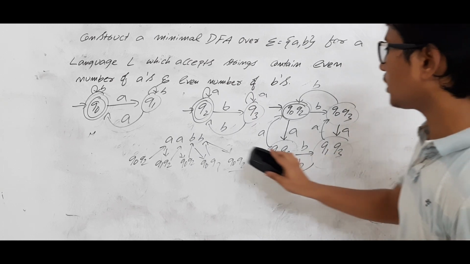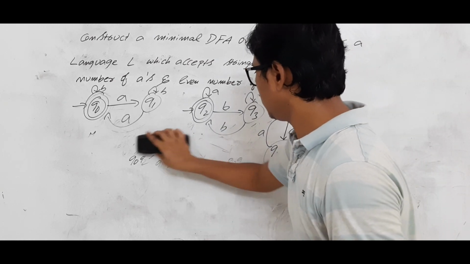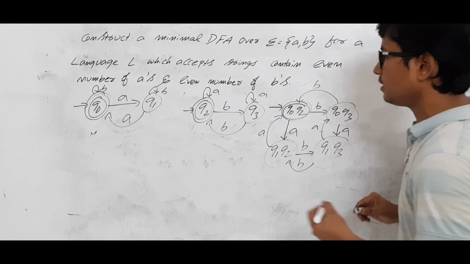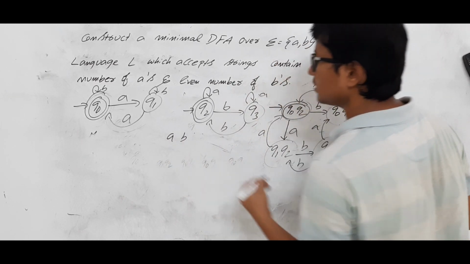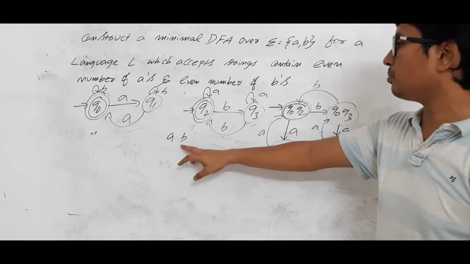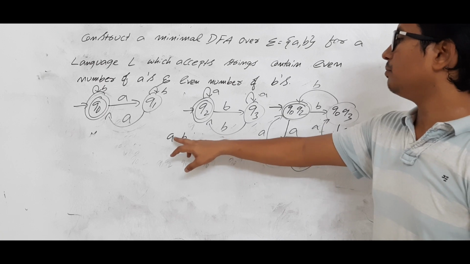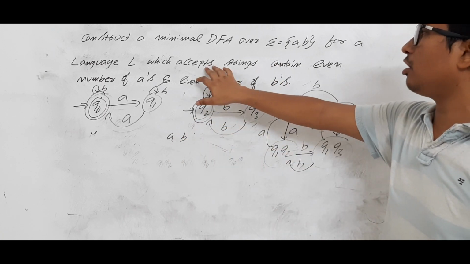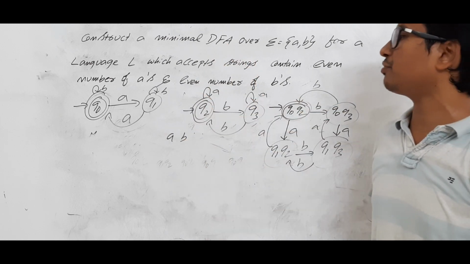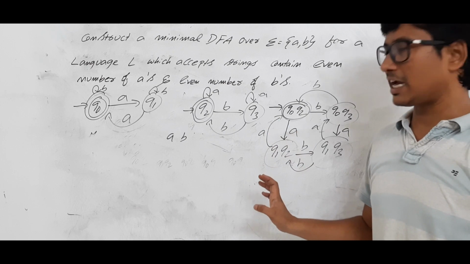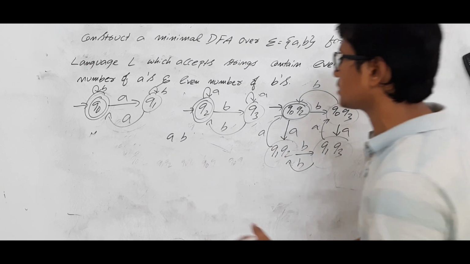If I want to take a counter example, let me take a string which does not belong to the language. Whether it is accepted or not, we will see. AB: does it belong to language L? No, it does not belong to L. Why? Because it contains an odd number of A's and an odd number of B's, but the language L consists of only an even number of A's and an even number of B's. So what should my DFA do? It should not accept.